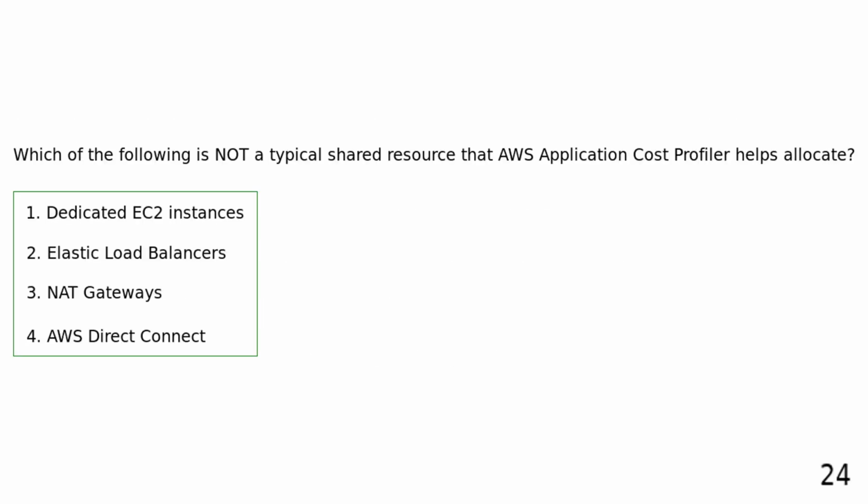Which of the following is not a typical shared resource that AWS Application Cost Profiler helps allocate? Dedicated EC2 instances. Elastic Load Balancers. NAT gateways. AWS Direct Connect.